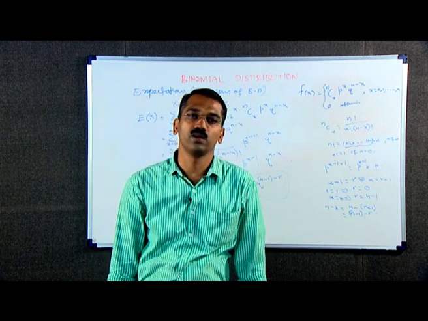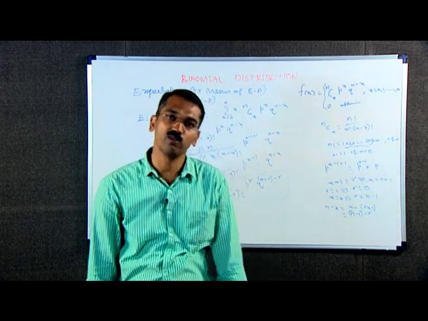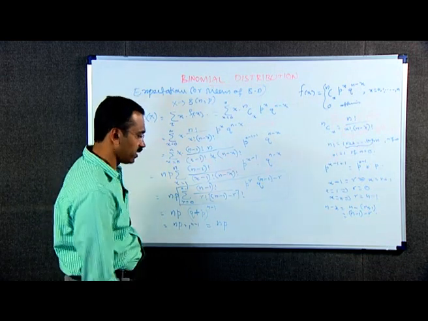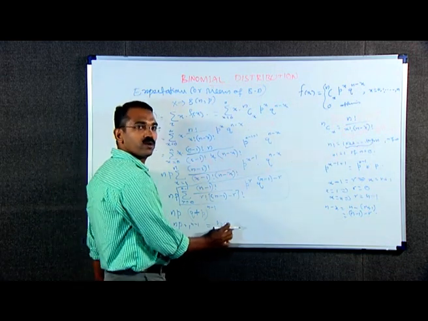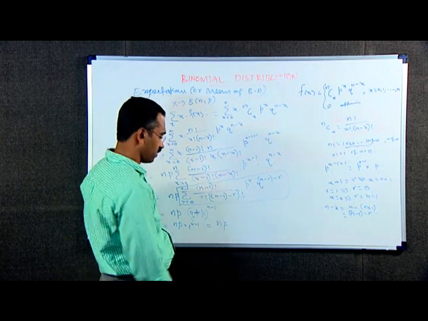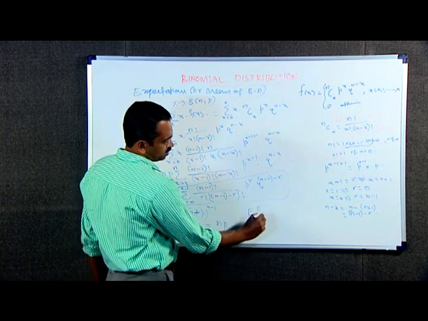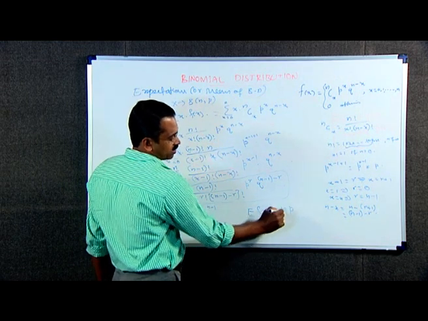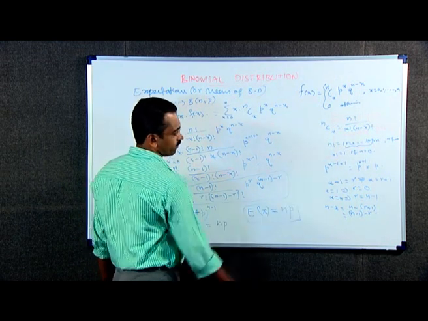That is, the arithmetic mean or mean of a binomial distribution with parameters n and p is the product of the parameters n and p. That is E of x is equal to the product of the parameters n and p, that is E of x is equal to n into p.